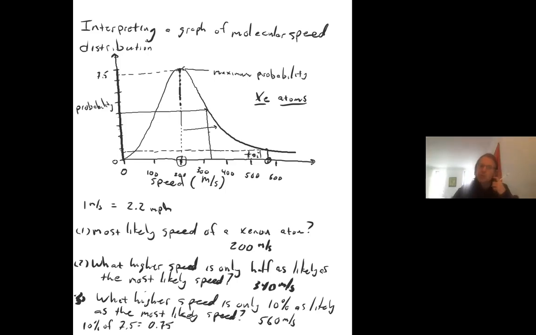Okay, so the point of this problem is just to kind of show you the nature of distributions. This is the sort of distribution that you see with collections of gas molecules. It's sometimes referred to as a Boltzmann distribution.